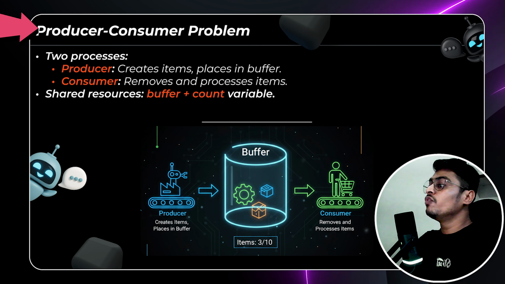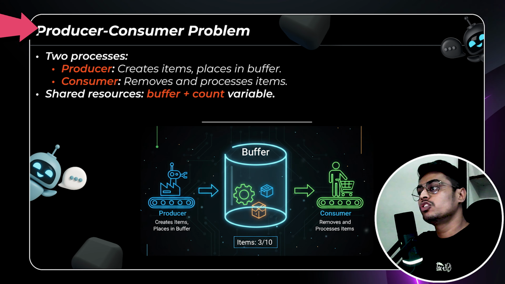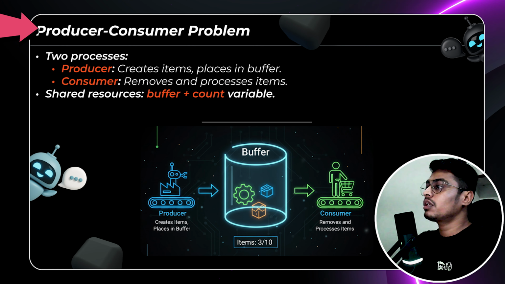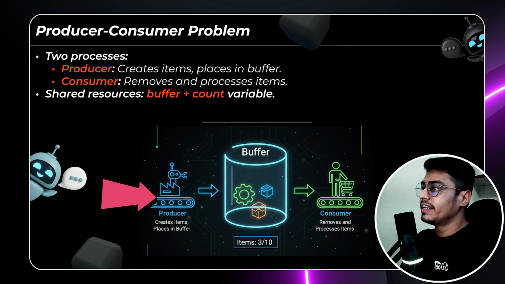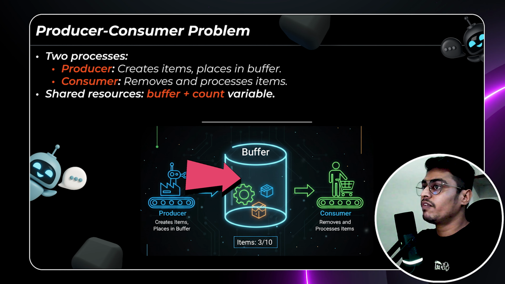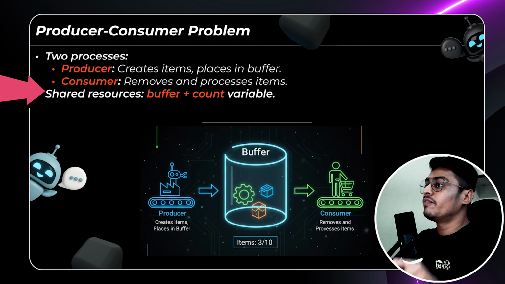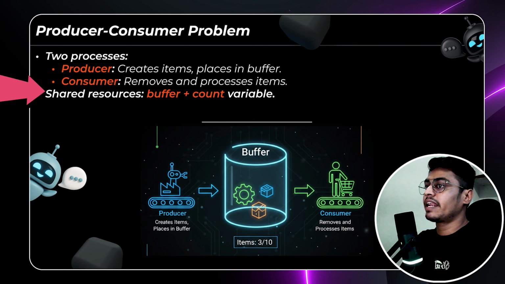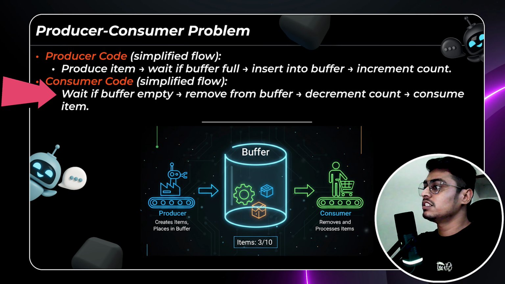Okay, now moving forward to the race problems. What are the types of race problems? The first problem is the producer-consumer problem. The producer-consumer problem is a classic example of process synchronization. We have two processes: a producer that creates items and places them in the buffer, and a consumer that removes and processes items from the buffer. Both processes share a common buffer and a count variable that tracks the number of items in the buffer. So this is the code for the producer, and this is the code for the consumer.